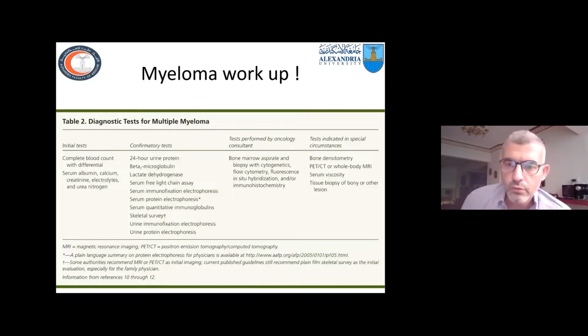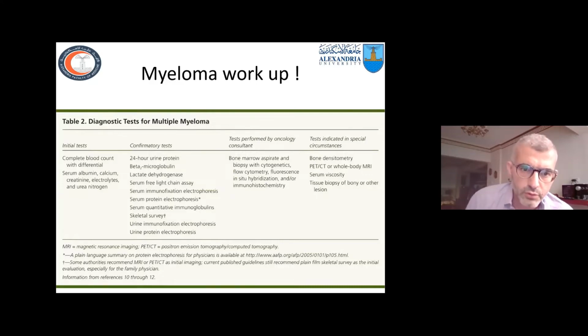So the diagnosis of multiple myeloma has many tests so that we can confirm myeloma, or the presence of plasma cell dyscrasia, and clinically evident myeloma in the patient. We have initial tests that we can run: the CBC, albumin, calcium, creatinine, electrolytes, and urea and nitrogen. And we have the confirmatory tests that we do to confirm the screening tests initiated above.